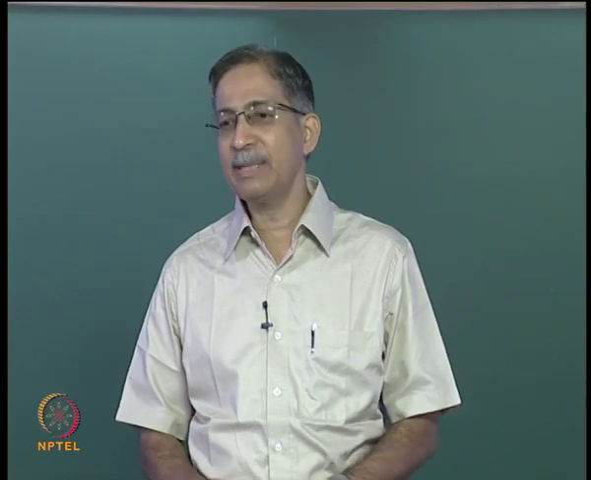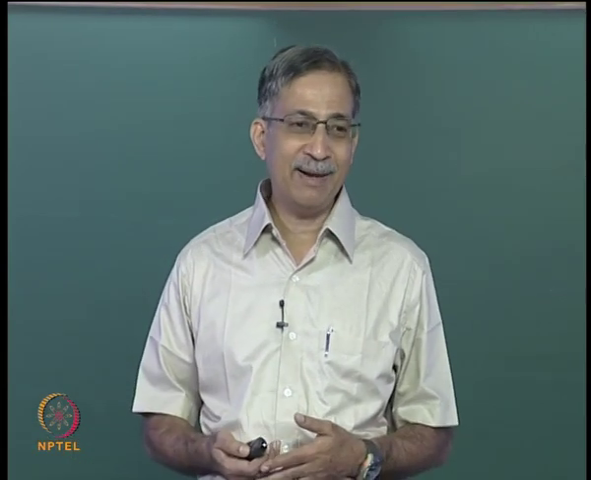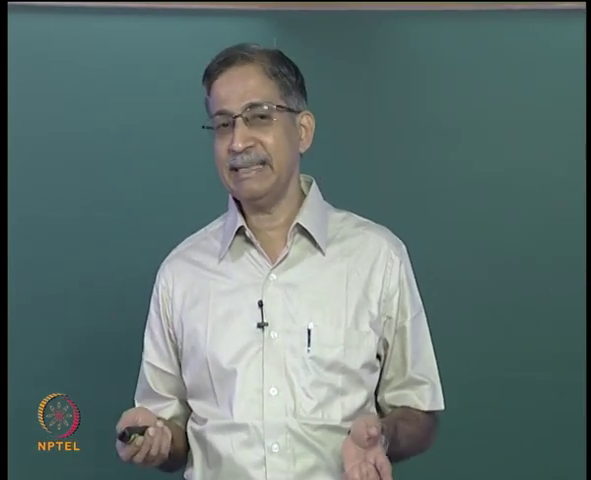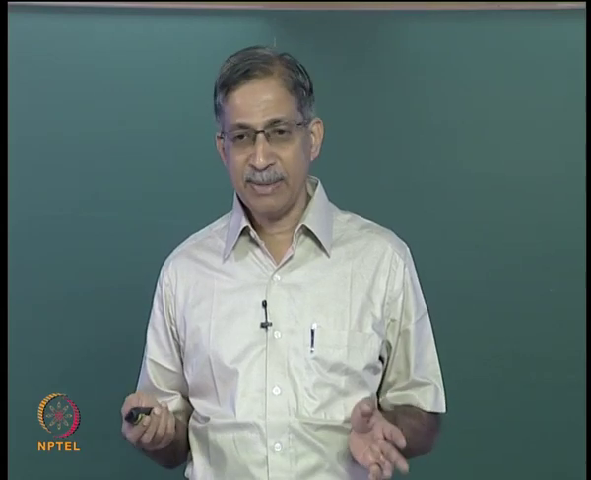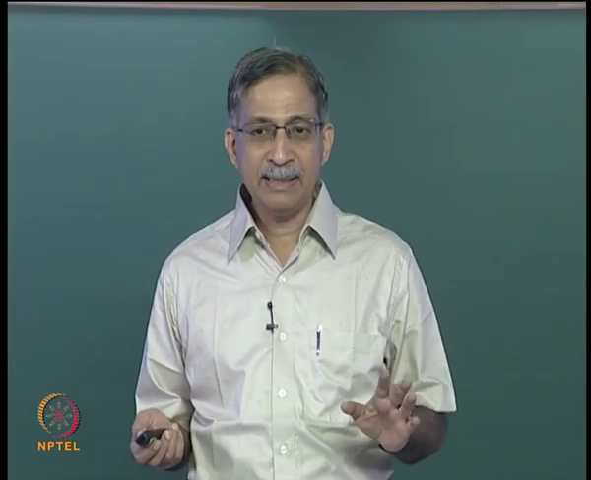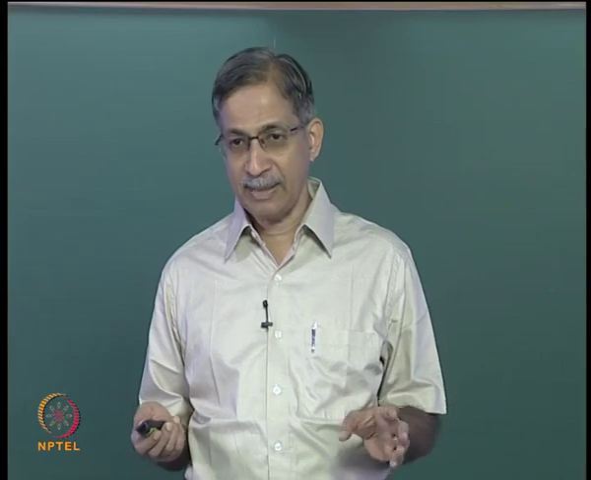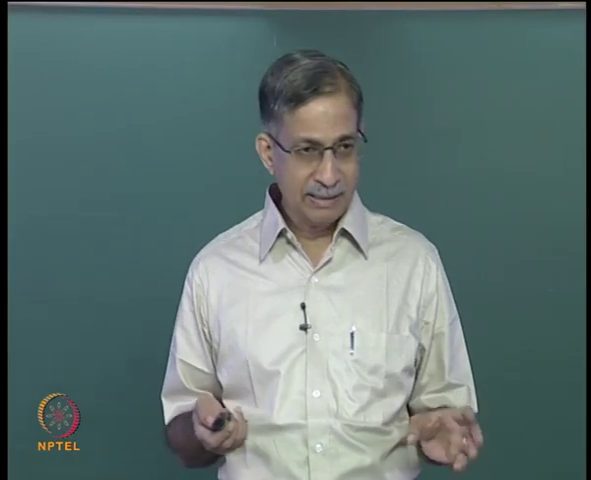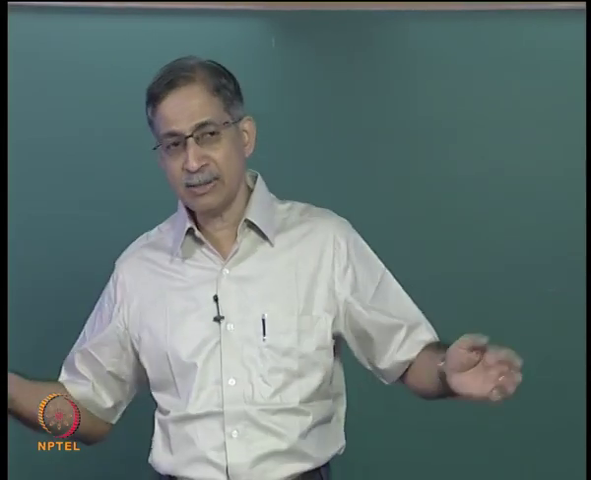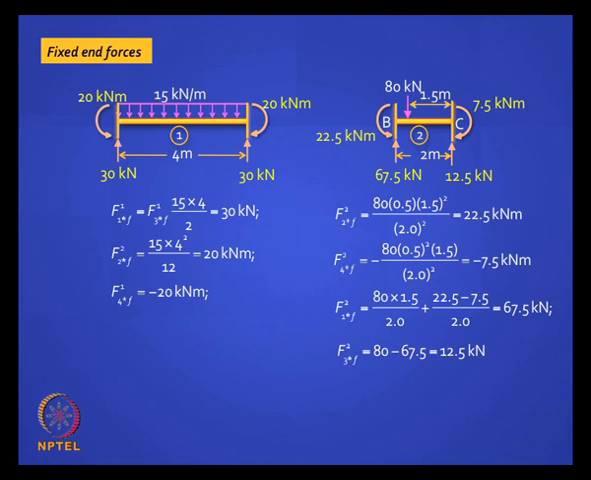Is it clear? So we really do not care how many degrees of freedom there are, we just want to correctly identify the degree of kinematic indeterminacy. We do not want to take shortcuts of the kind that we did earlier, but if there is symmetry in the structure, definitely it is worth dealing with half the frame. So you can work out these, they are very straightforward.